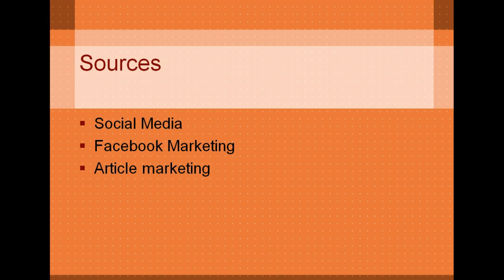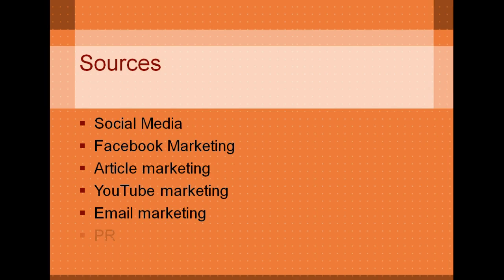Then there's article marketing, where there are probably hundreds of article sites where you can write your own articles and put them for free on the site, and then have a link at the bottom so somebody who reads your articles can then locate your website or find your product from there. Then there's YouTube marketing, either because you run YouTube ads or you actually promote content on YouTube. Then there's email marketing if you have a list or you use somebody else's list.